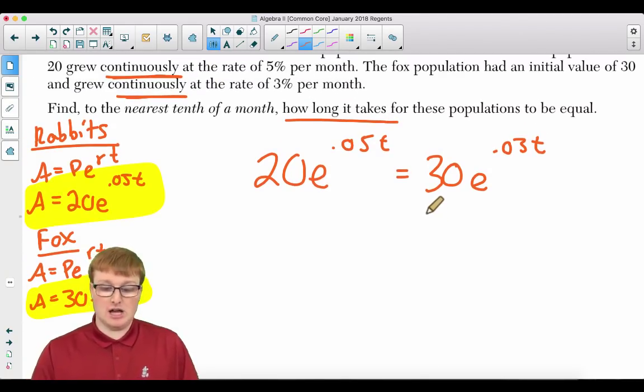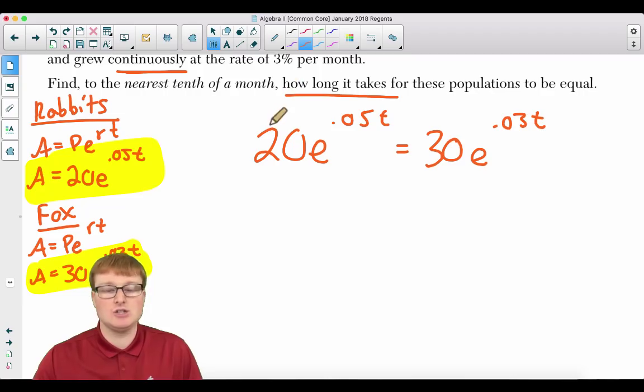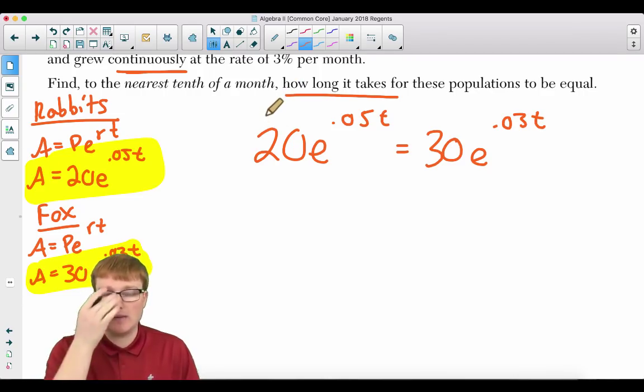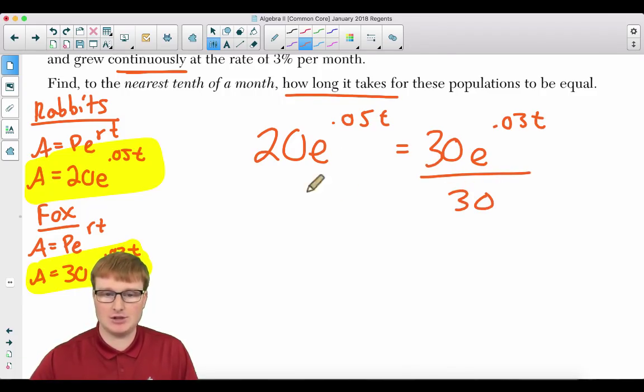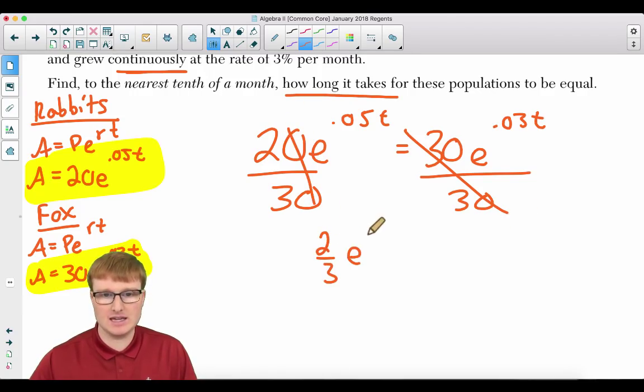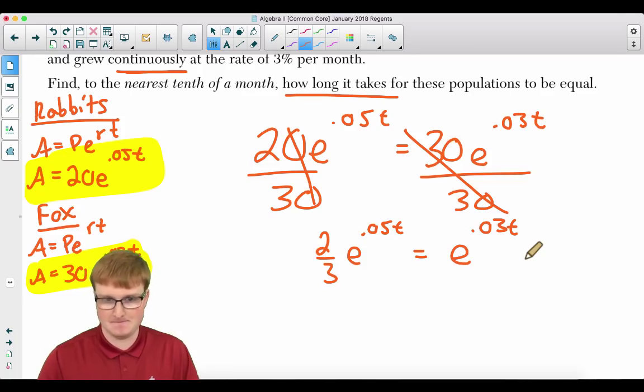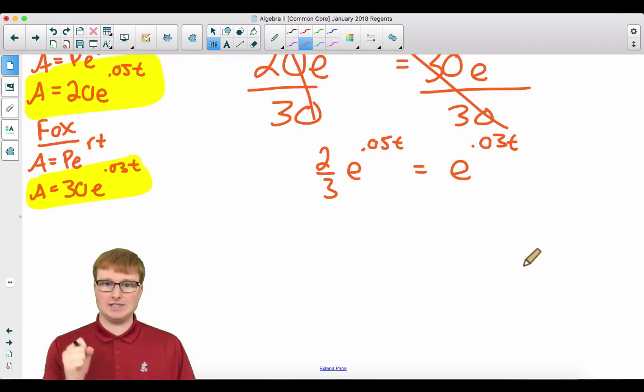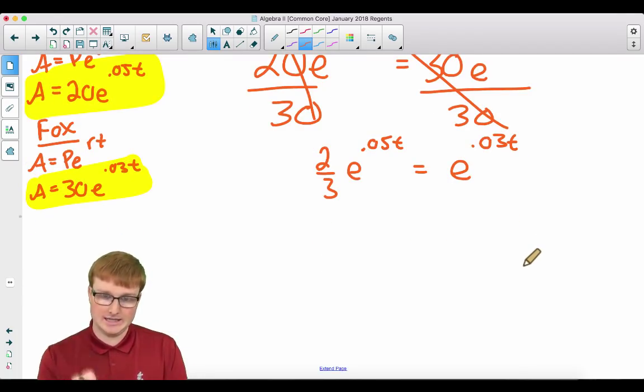Well, we're going to be using logarithms, people. That's for sure. So, first things first, I would like to somehow reduce this a little bit. I'm going to divide each side by 30. The 30s cancel. 20 divided by 30 is just going to be 2/3 e^(0.05t), and that equals e^(0.03t). Now let's go ahead and solve for t.